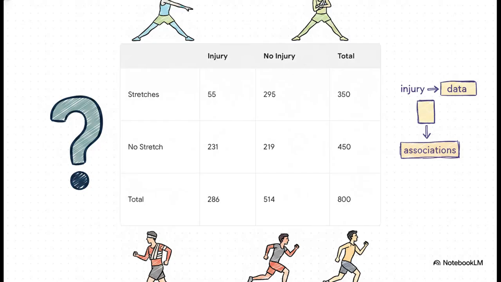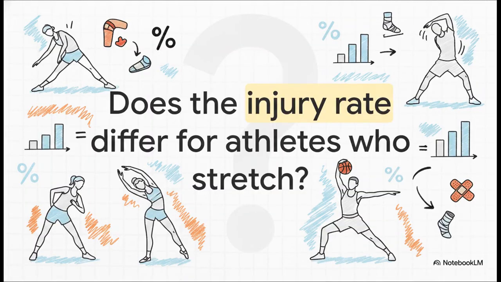Now it's time for your transfer question. We have a brand new set of data straight from our source material regarding athletes, stretching, and injuries. We've got a row for 350 athletes who stretch, with 55 of them getting injured, and we have a row for 450 athletes who do not stretch, with 231 of them getting injured. Based on this two-way table, here is my final question for you to solve on your own. Does the conditional percentage of injuries for athletes who stretch differ from those who don't?